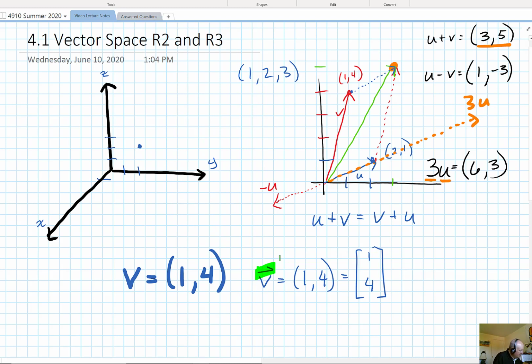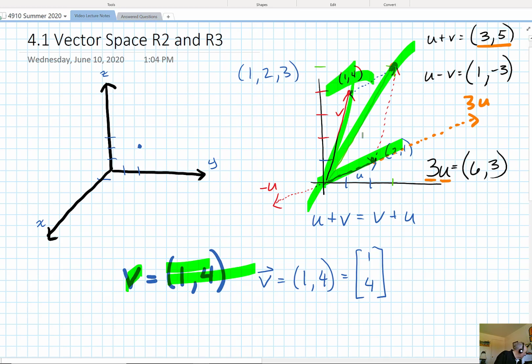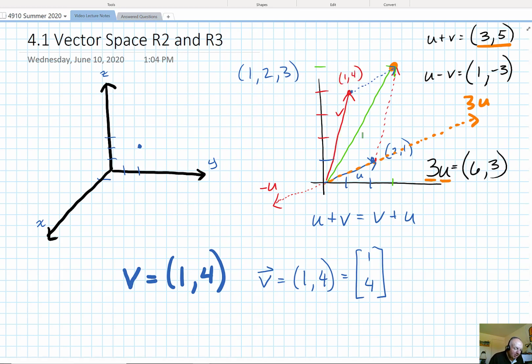Okay, so we have this interesting world of mathematical objects known as vectors. We can represent them graphically, and now we're going to study them and see what they have to tell us, what we can learn from them.